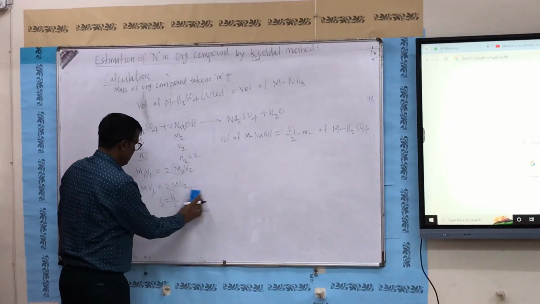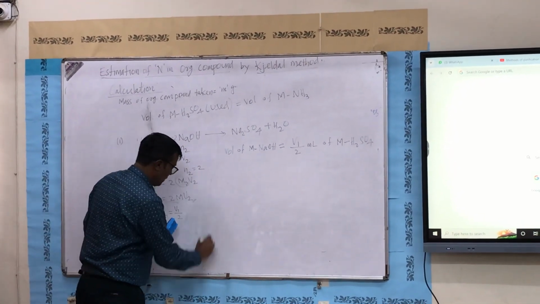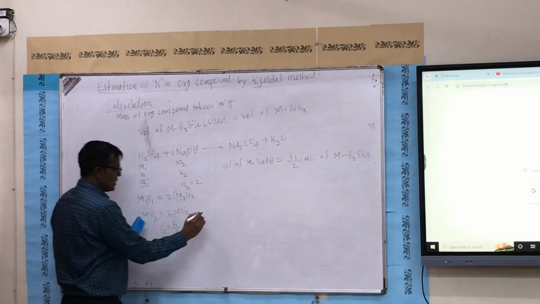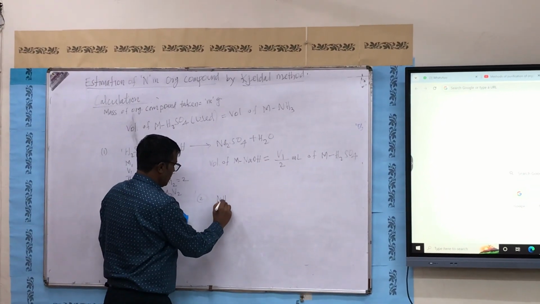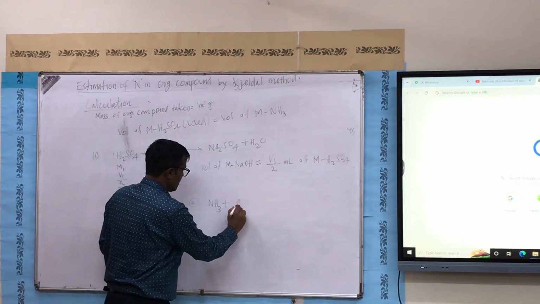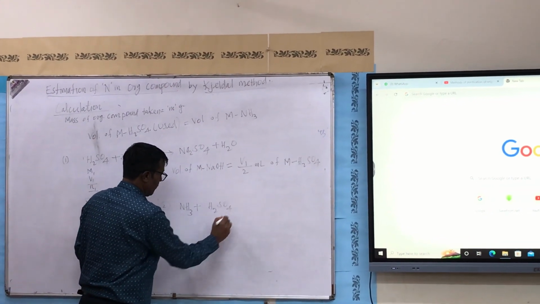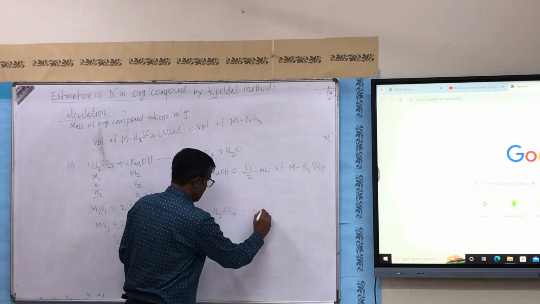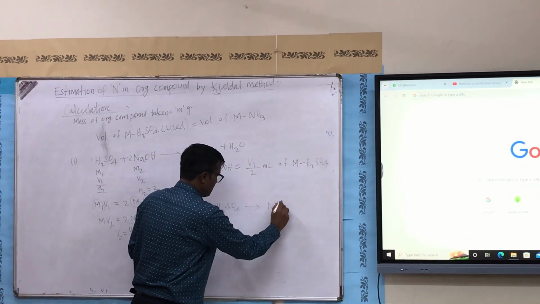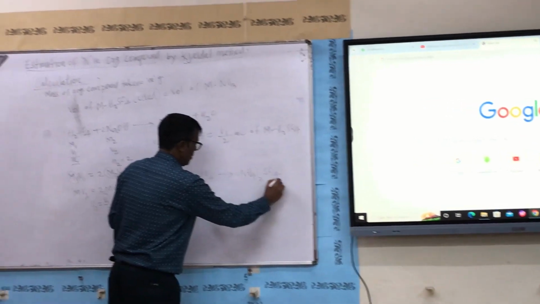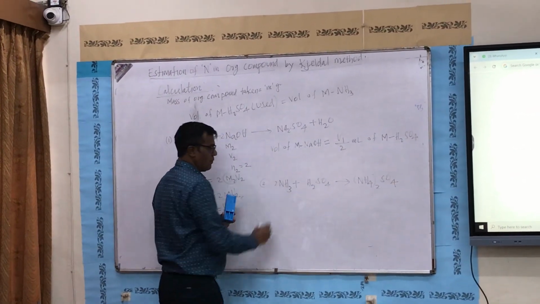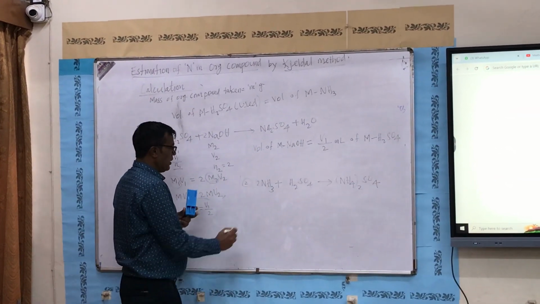Again I am writing the second equation. The second equation is nothing but NH3 absorbed inside the sulfuric acid, H2SO4. It gives ammonium sulfate, neutralization. This is the second step, absorption. Again you balance it. Here you see that.